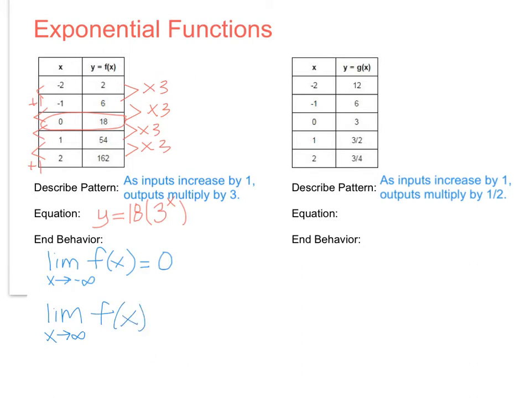And this one's probably a little bit easier for you to think about. As we plug in really, really large numbers into x here in our equation, 3 to the x becomes a really large number, and then we multiply that by 18, making it even larger. If you think about the table, continuing to multiply by 3 over and over and over again for subsequent x values will produce really large numbers. So we say that the limit as x approaches infinity of f of x is infinity, because those numbers are going to get so big.